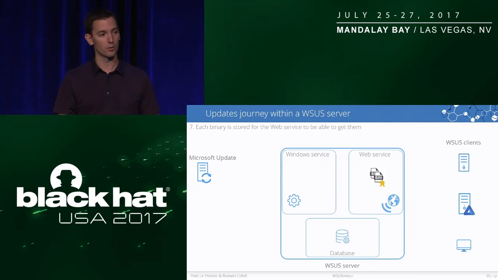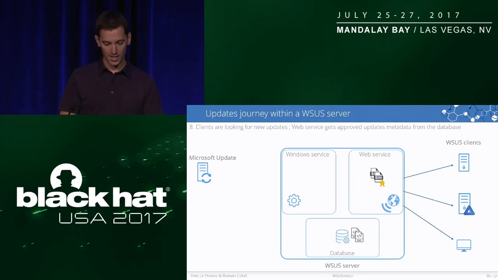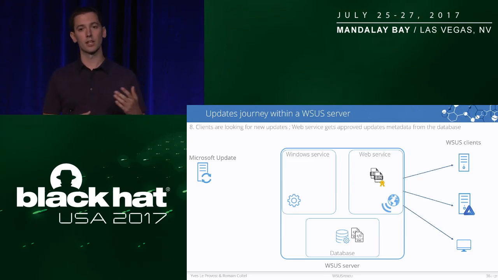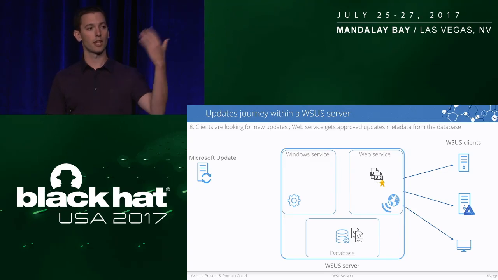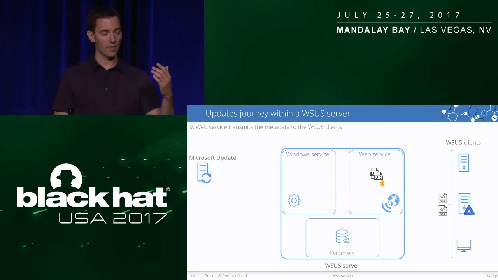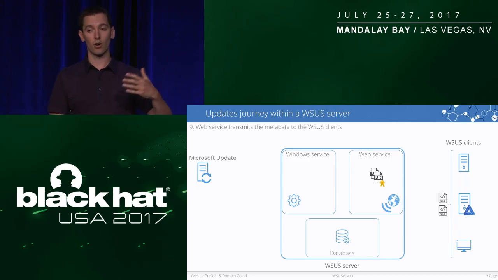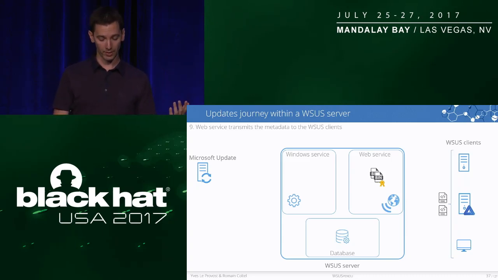Otherwise, it's copied to the web service, on the web server, for the clients to be able to download the binaries. It's only from this point on, not before, that the WSUS clients can see the new updates that are approved. So let's see how this goes. The WSUS clients will fetch regularly for new updates, and then the web service will answer them by taking all the information from the database.